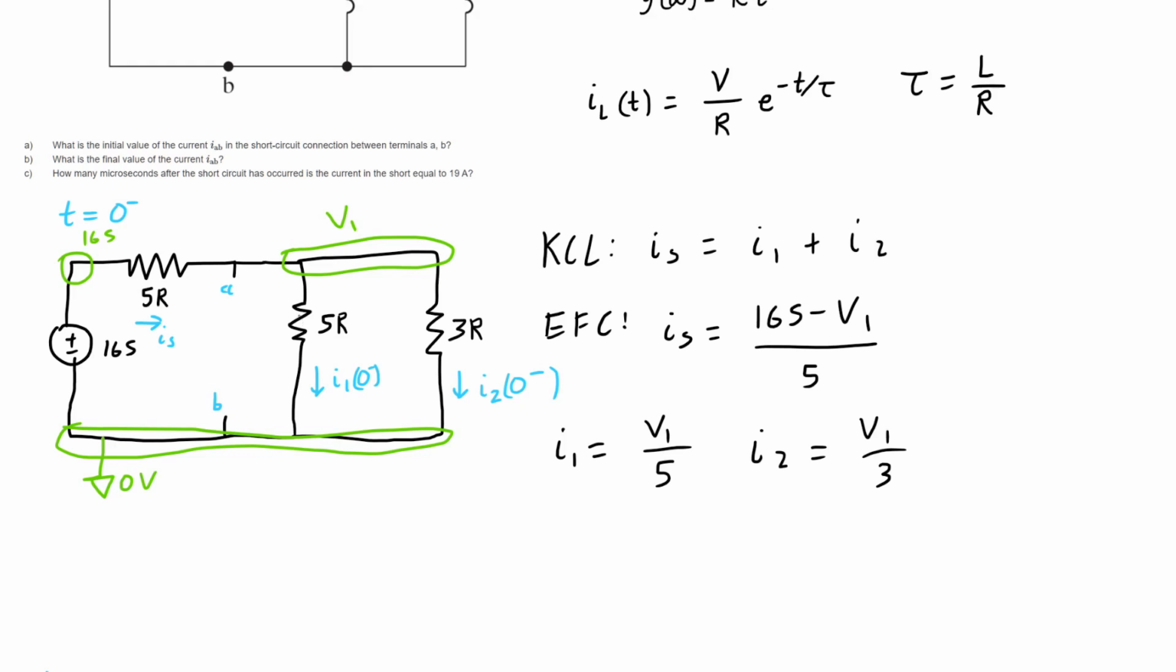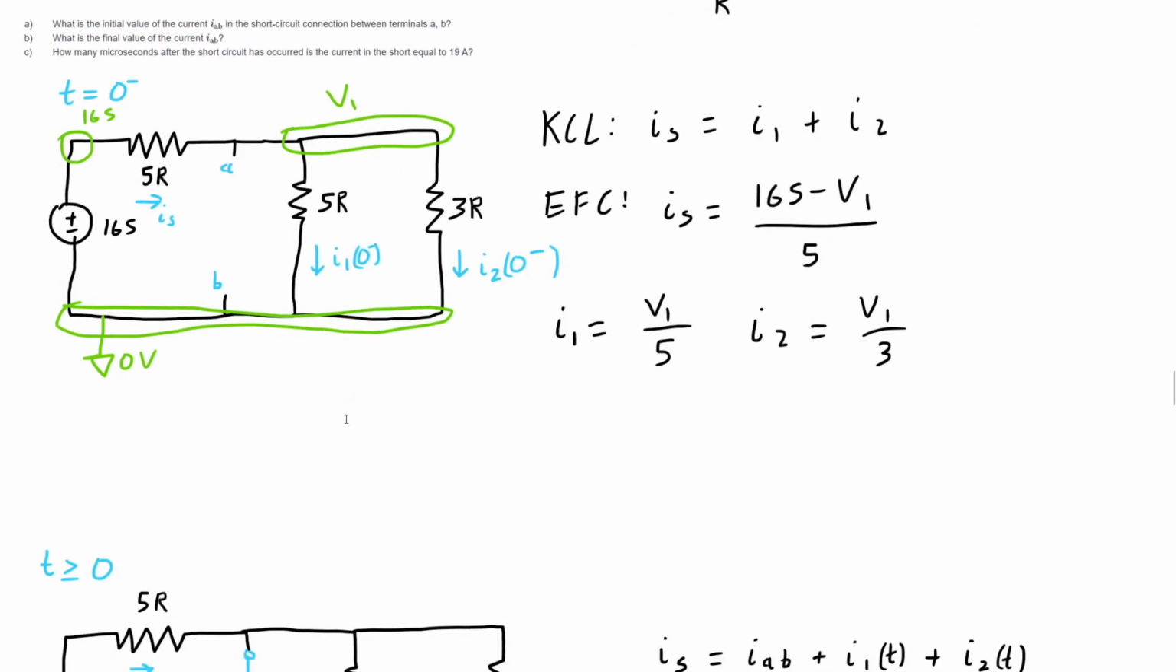Now, at the steady state, they act like short circuits for the reason I've mentioned a couple times now. And we're going to solve for the V1, and that's going to be our VL0, so to speak. And we'll see why that's useful in a moment. Anyway, so 165 minus V1 over 5 equals V1 over 5 plus V1 over 3. Now I'm going to multiply everything here by 15 to get rid of all that business.